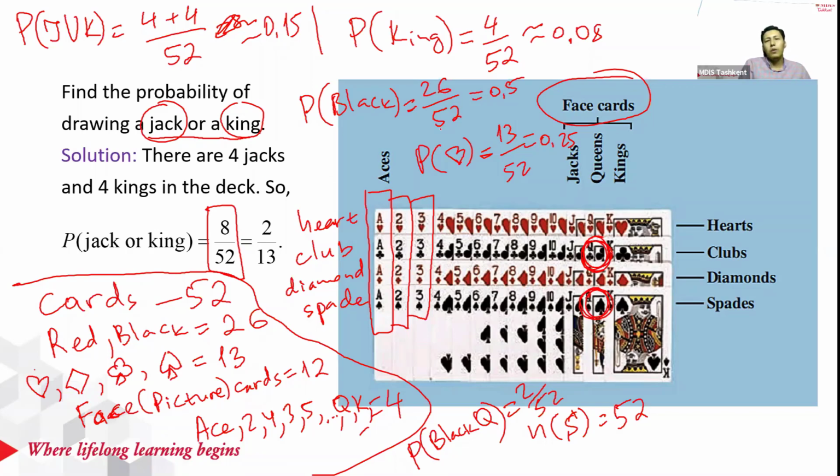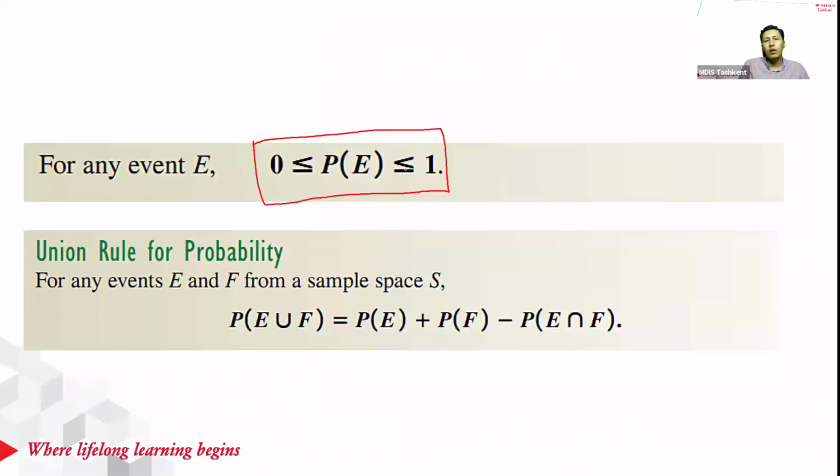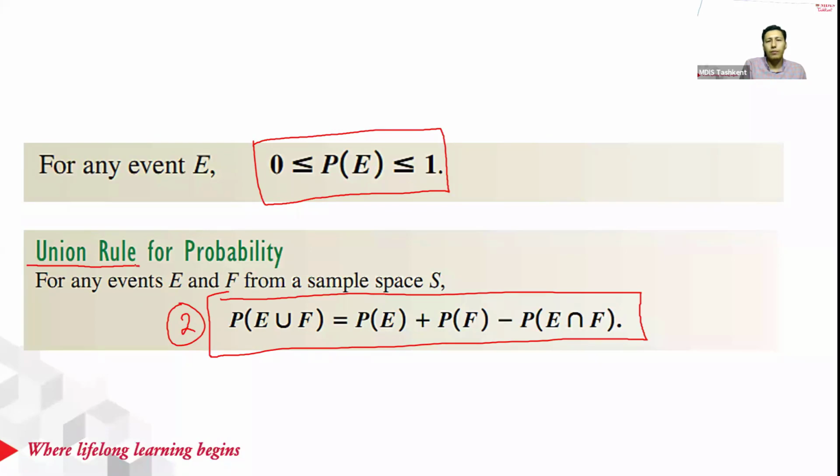Probability is always between 0 and 1. If you get a negative value or a value greater than 1, then you have a mistake. Check your answer again. So formula number 2, we call it the union rule. Now it's about two events. So you have to remember this formula.